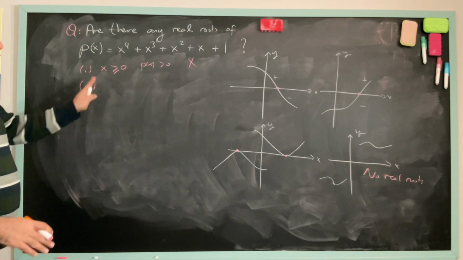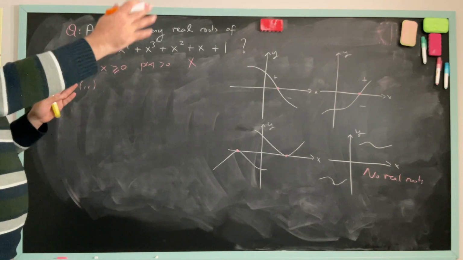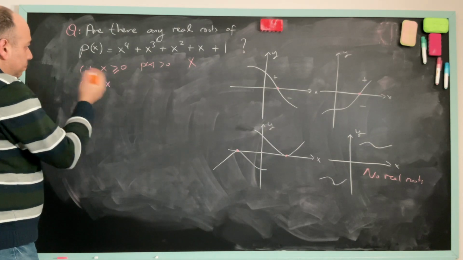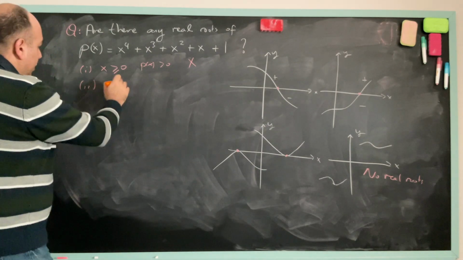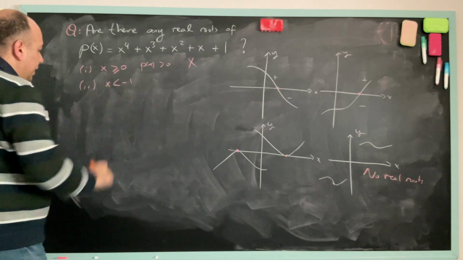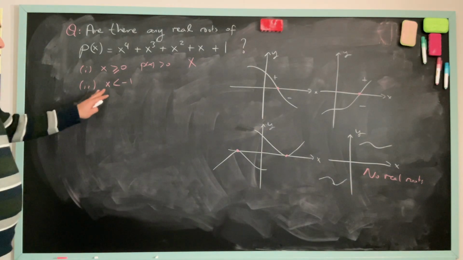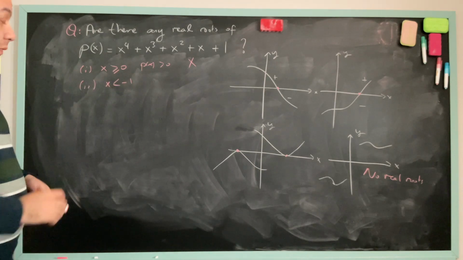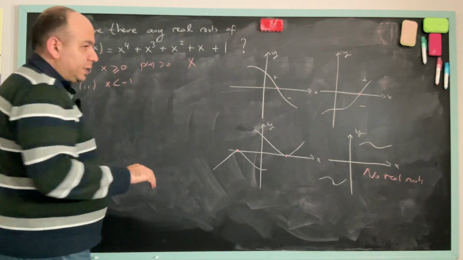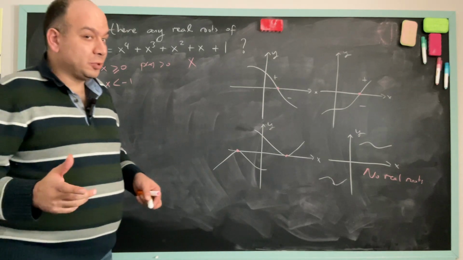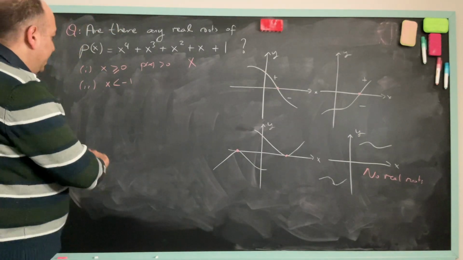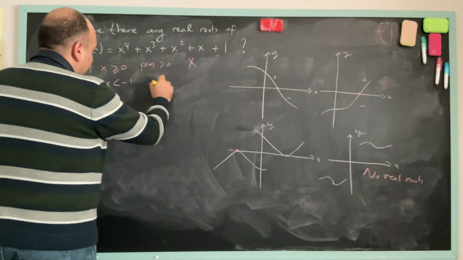The second case: I don't want to go too far from x equal to 0. I have already excluded half of the real axis, right? So I'm going to make a smart choice here. Let's say x is less than minus 1. When x is less than minus 1, we can pick some numbers like minus 2, minus 3, minus 4, minus 5, and you can check this argument here.